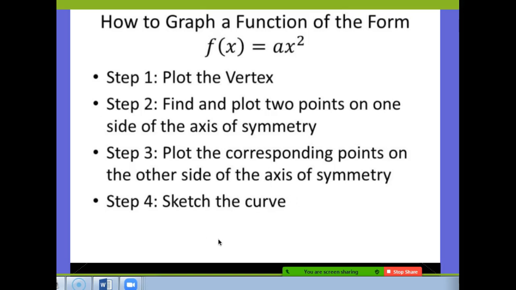And that is what is new about quadratics. This is a curve. You do not want it to look linear, because then you would be graphing an absolute value. So you need to make sure when you connect this that it has a smooth curveness to it.